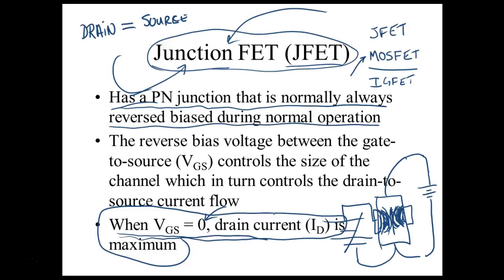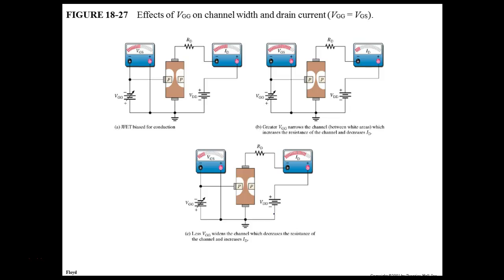When we start increasing that reverse bias voltage, then what happens? Well, the FET starts moving toward cutoff. When we hit the point where we completely close the channel up with our reverse bias voltage, then that is going to be the gate to source cutoff voltage. And this is what this is demonstrating right here.